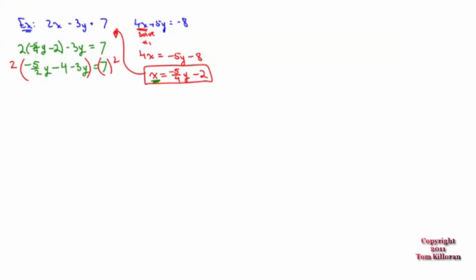2 times negative 5 halves, negative 5y, 2 times negative 4, minus 8, 2 times negative 3y is equal to nice integers. All right, next step. Combine like terms, the 6 and the 5 become negative 11y.